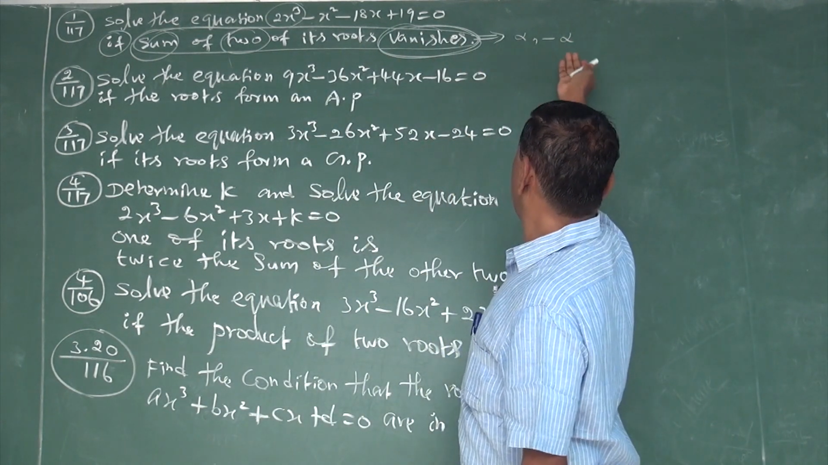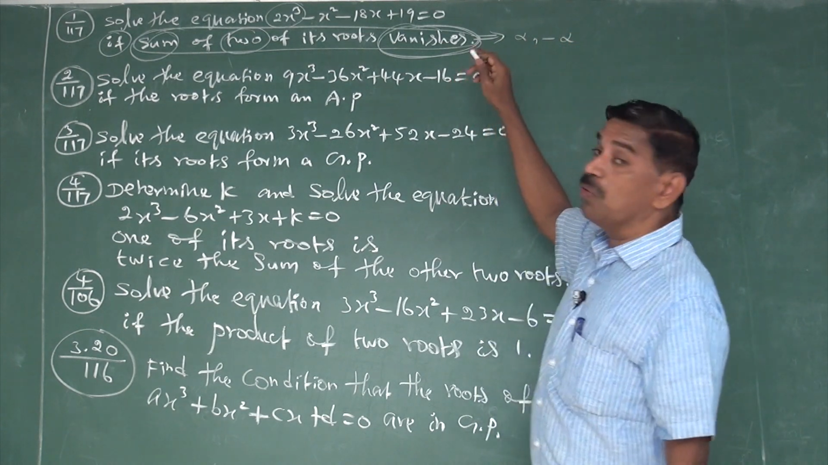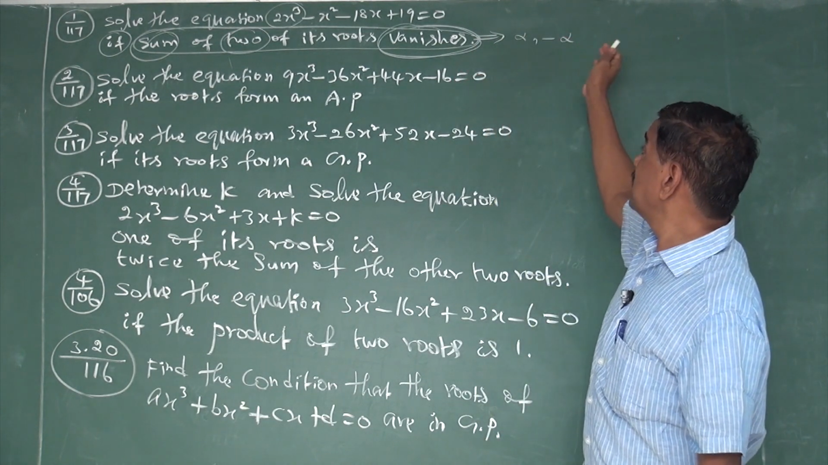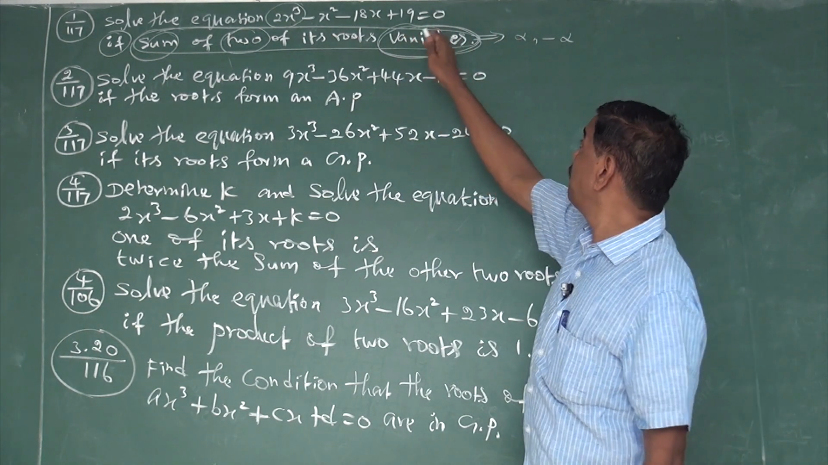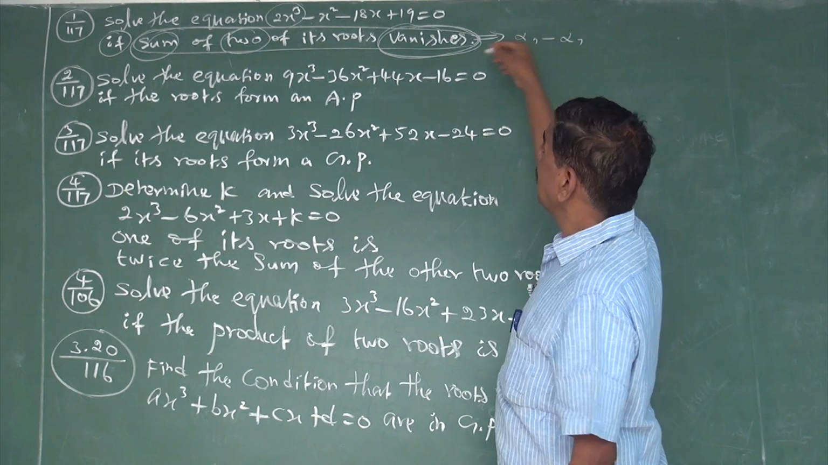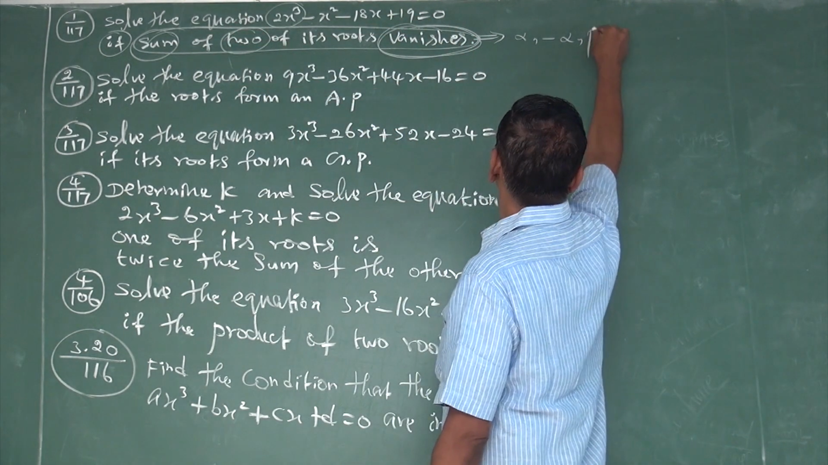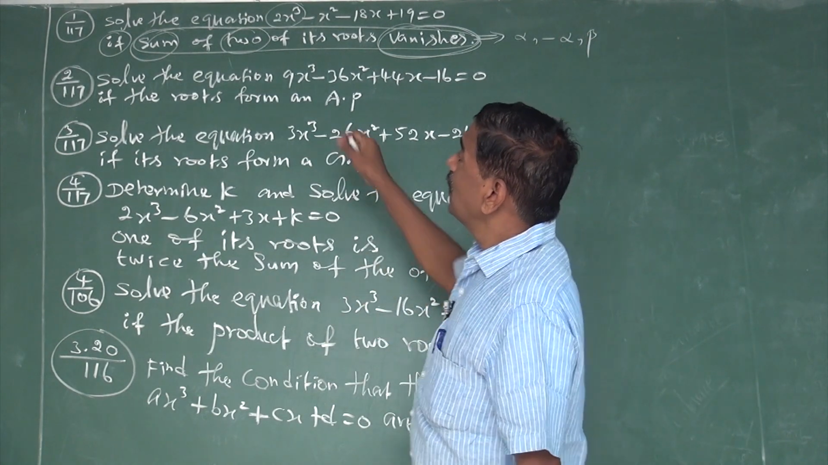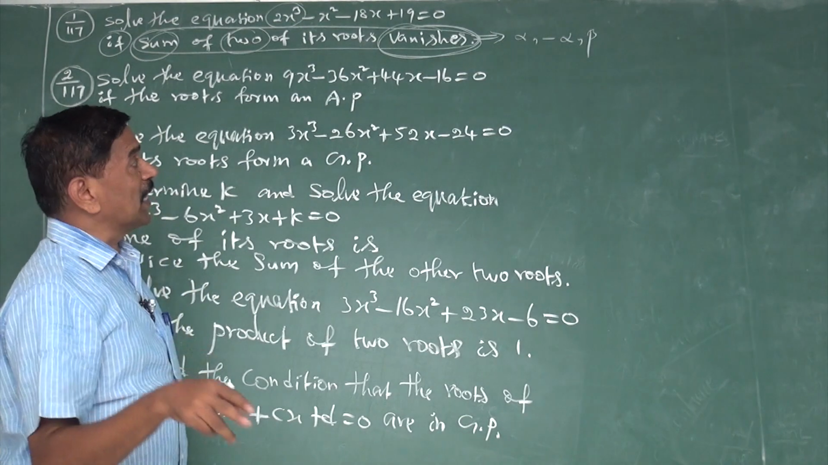Let the first 2 roots be alpha comma minus alpha. While adding, plus alpha minus alpha cancel. So the sum of 2 roots vanishes: alpha comma minus alpha. Okay, but it is a cubic equation. It has one more root. That's all. So solve the cubic equation if the sum of 2 of its roots vanishes is a condition.